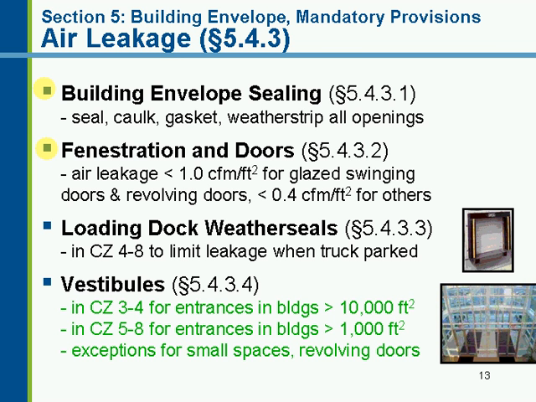There's several different options of how you can get those window ratings. There is a requirement for loading dock weather seals in climate zones 4 to 8. And this is some material that would go around the door so that when the truck backs up against it, there's no air gap there. So when the truck is parked and they're unloading the goods, it will limit the air leakage into your warehouse type of space.